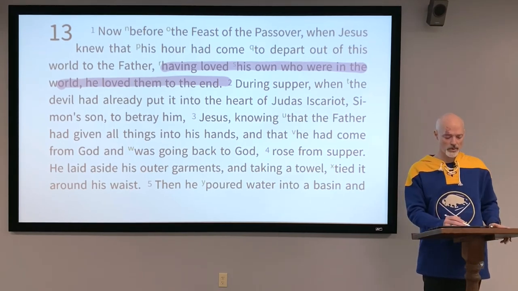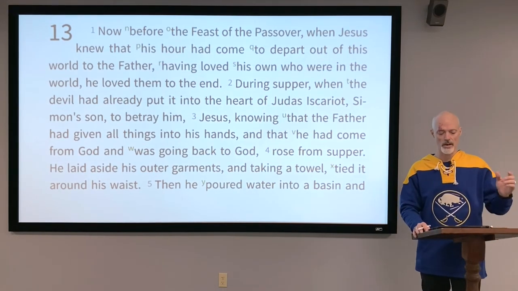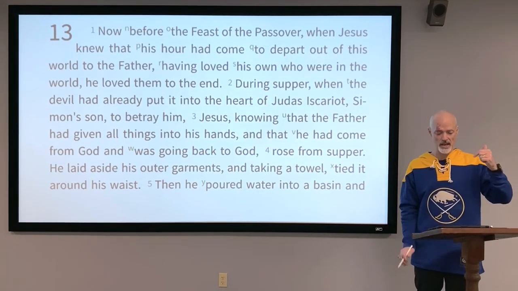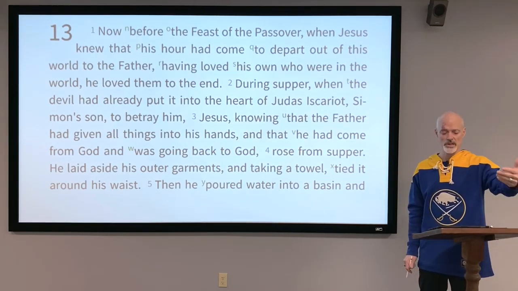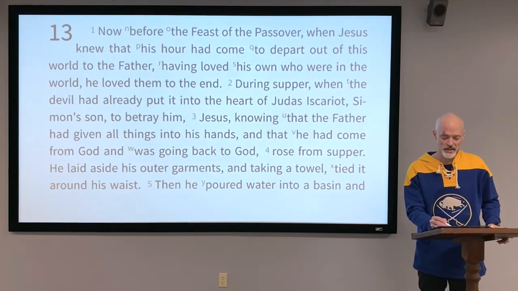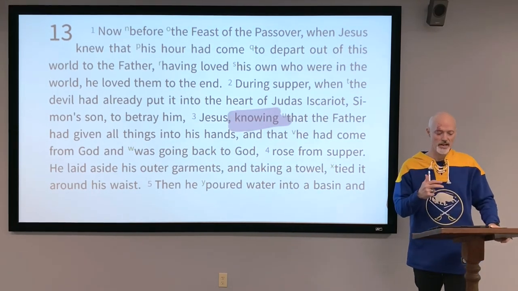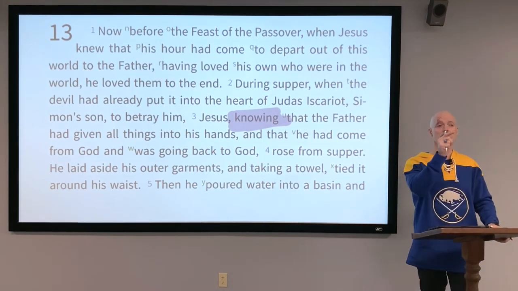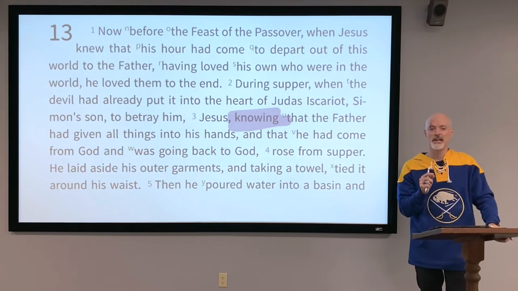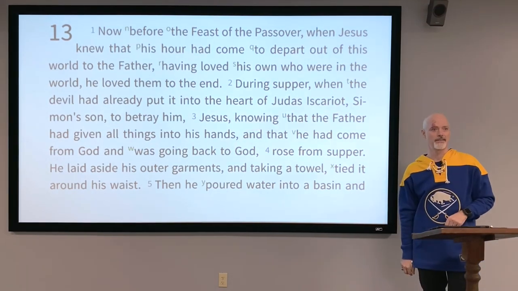And so during supper, how's he going to show that? During supper, when the devil had already put it in the heart of Judas Iscariot, Simon's son, to betray him, there's treachery at the table. But Jesus, knowing that the Father, here it is. Are you seeing it? Jesus, knowing that the Father had given all things into his hands, and that he had come from God, another theme in John, and that he was going back to God, all of that.